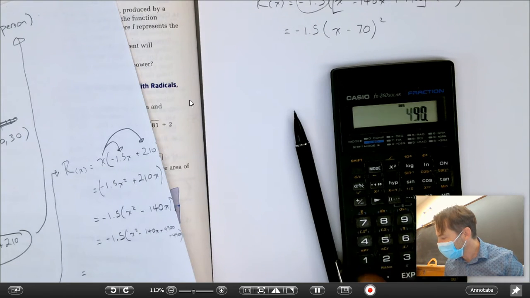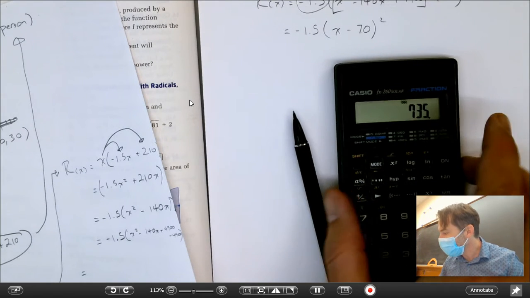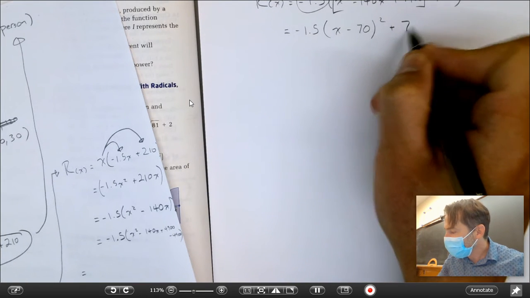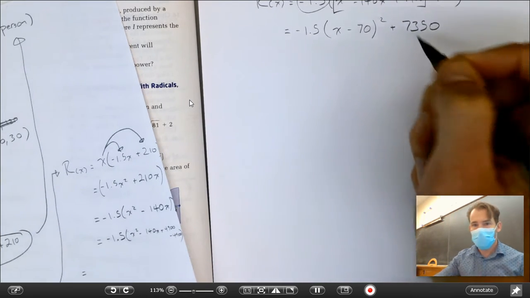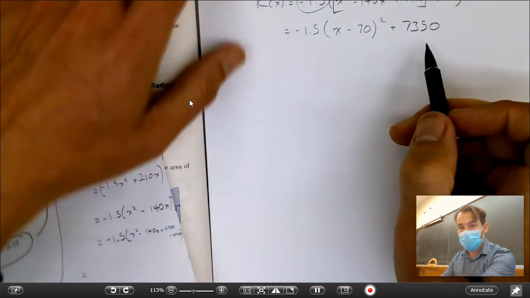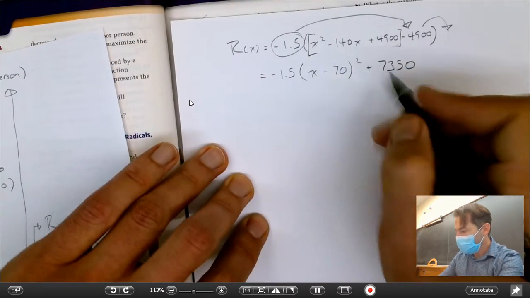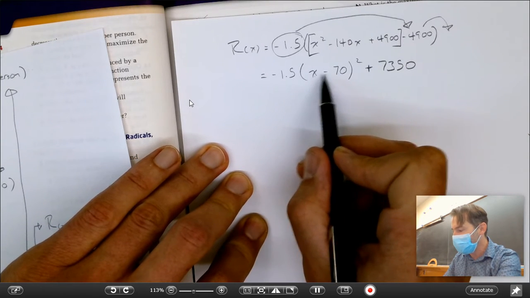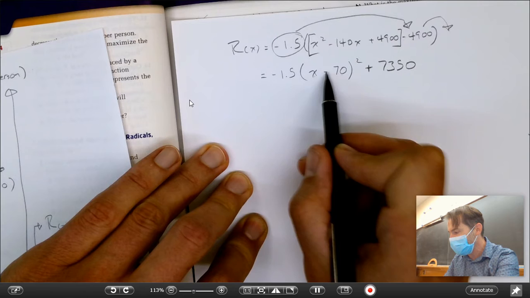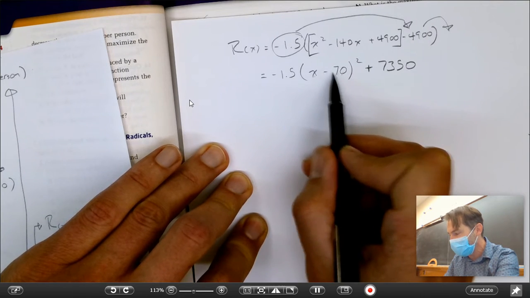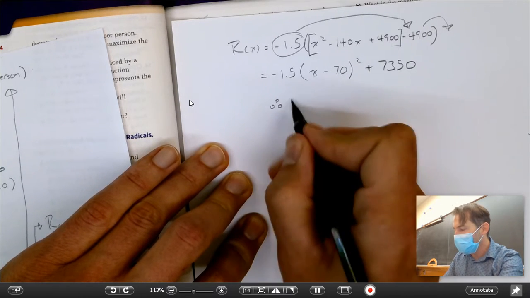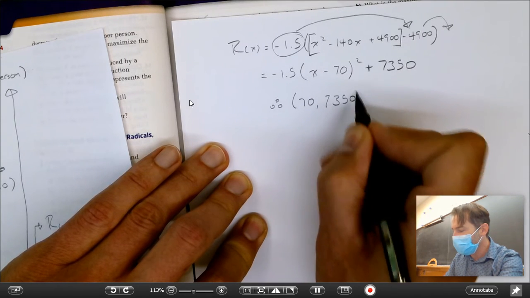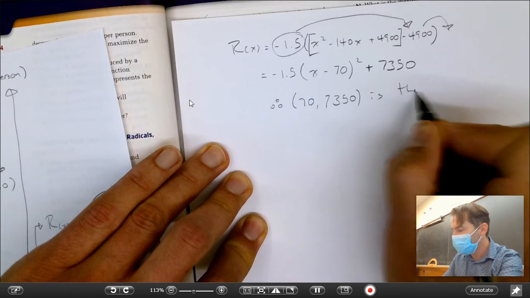So yeah, 7,350 plus 7,350. Okay. The advantage of doing it this way is this tells me the vertex. This tells me that the vertex happens where x is 70, because 70 minus 70 is 0. Or I can just take this and flip the sign, so positive 70. Therefore, 7,350 is the vertex.